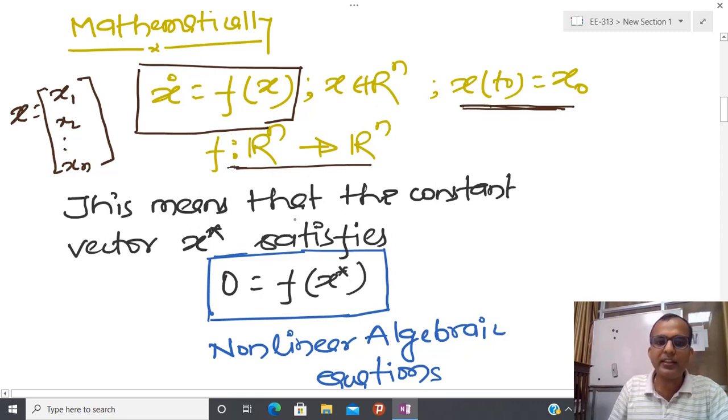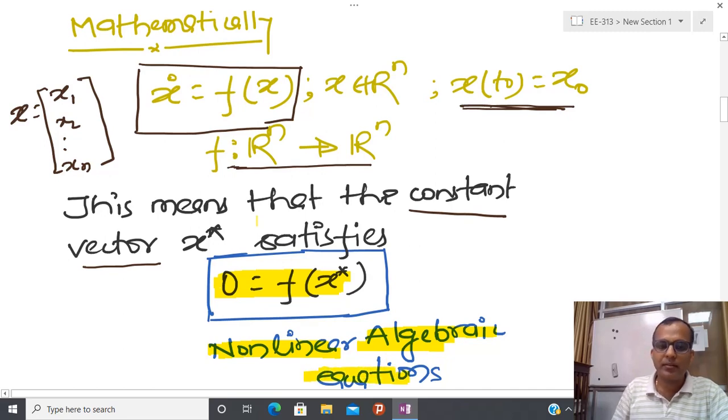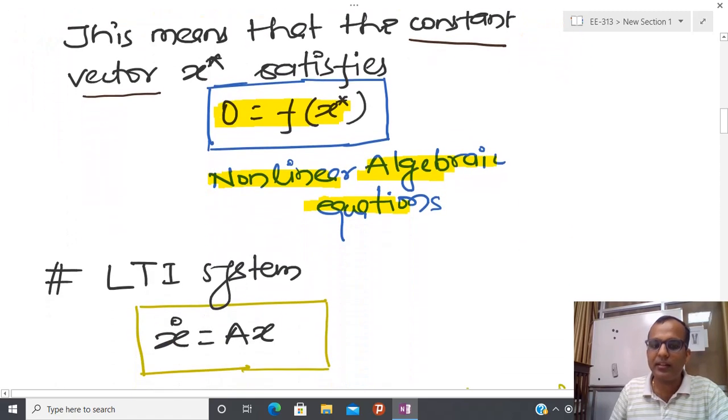And due to that reason, we are telling that equilibrium point is nothing but some kind of constant vector, and that constant vector is basically going to satisfy this kind of property. So now I have to solve this kind of non-linear algebraic equation in order to find that constant vector. So in this way, in an algebraic way, I can solve this particular differential equation.